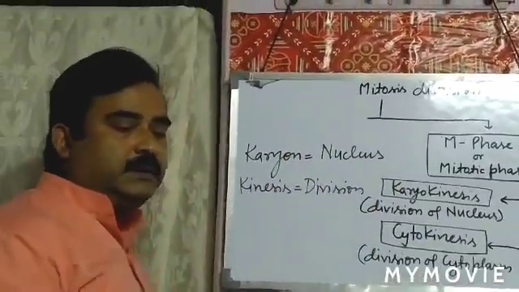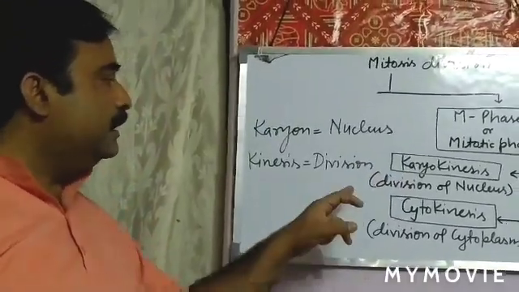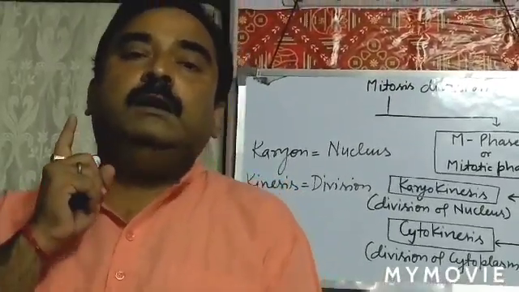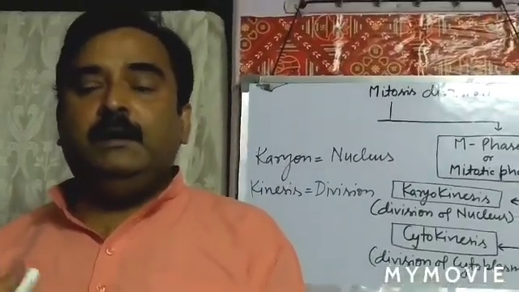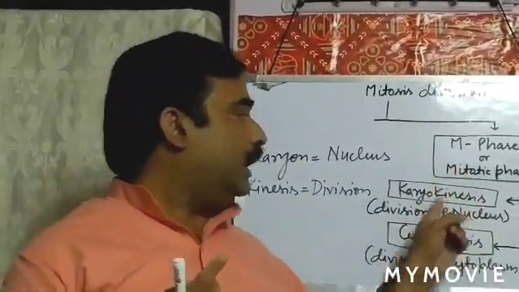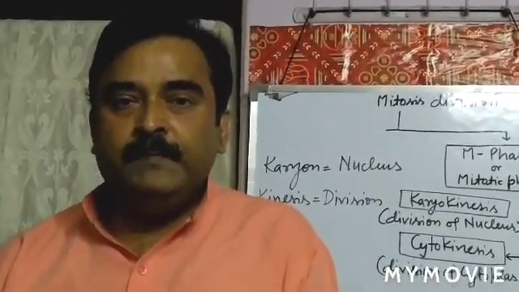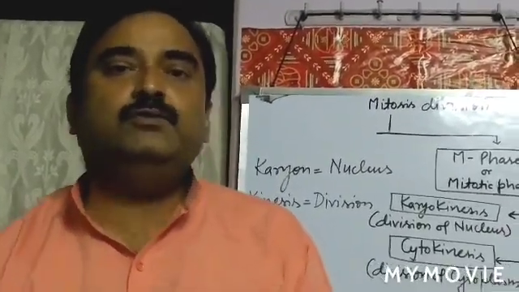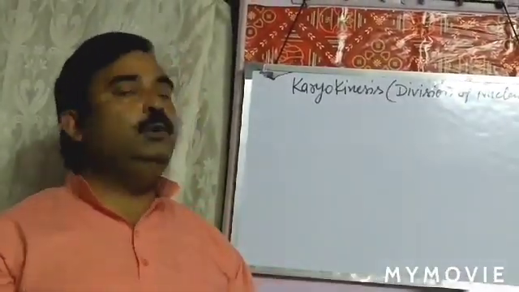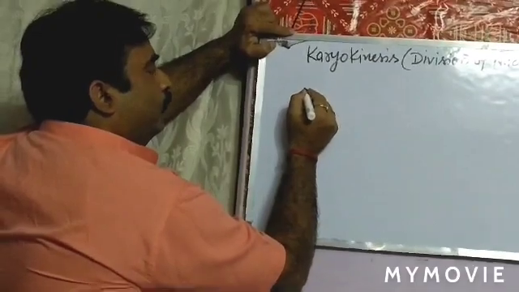and it is completed in four steps, four phases. We will discuss it later. And after the completion of karyokinesis, it is followed by cytokinesis. Cytokinesis means the division of the cytoplasm. So after interphase, there are two steps: first karyokinesis, and second cytokinesis. Karyokinesis means division of nucleus, and cytokinesis means division of cytoplasm. Clear? So the process of division of the nucleus, this karyokinesis, is completed by four phases.